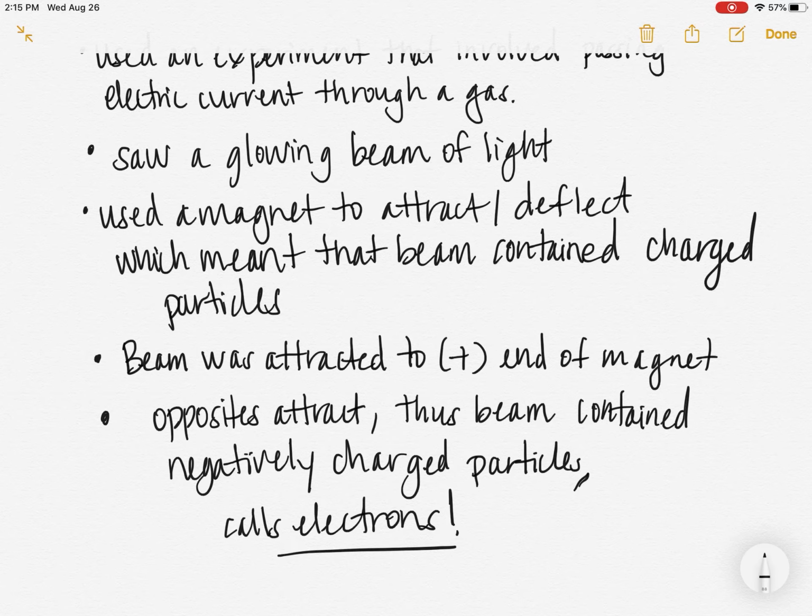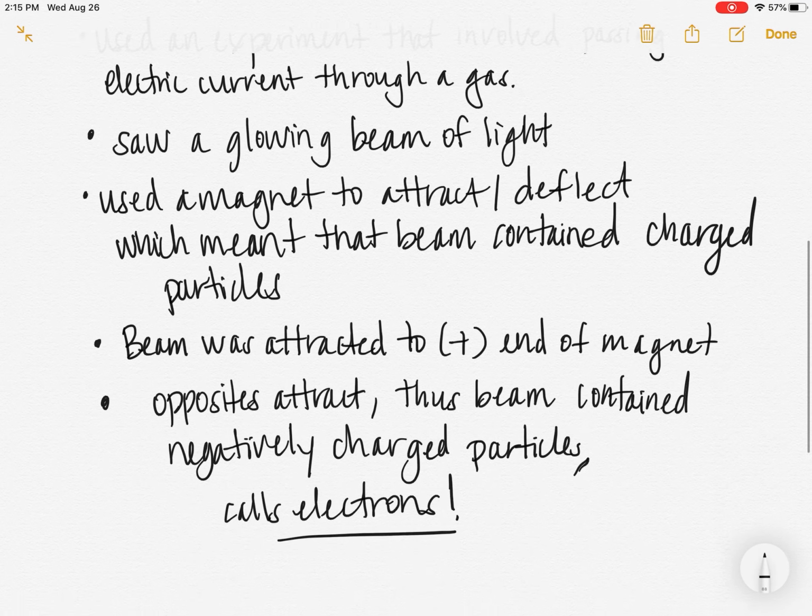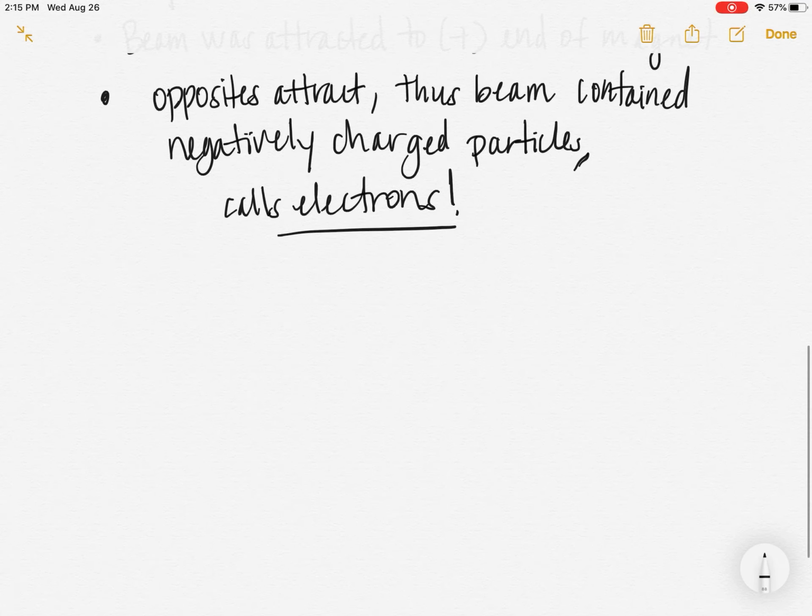Now, he thought it could be a fluke, and so, as any good scientist would do, he came back up to the experiment. He filled that glass tube with numerous different gases, and each time he got the same result, that the beam was deflected by the negative end of a magnet and attracted by the positive end of the magnet. And so he was able to conclude that all these gases contained negatively charged particles, and he calls them electrons. So that is why Thomson is credited with the discovery of the electron. But there's kind of a but coming.